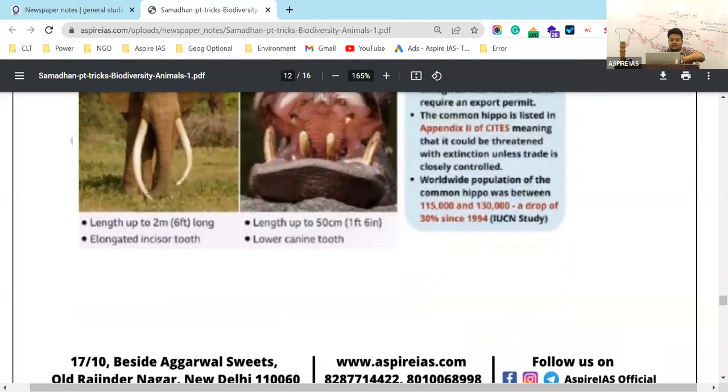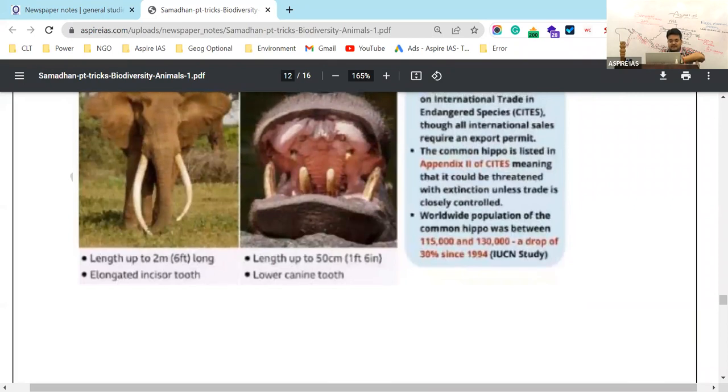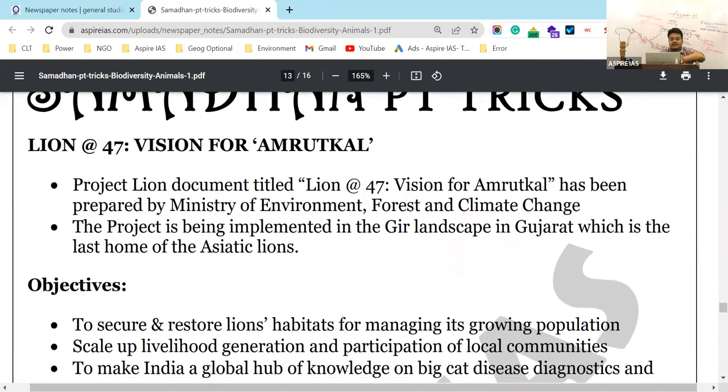Length hota hai haathi ke daant ka 2 meter, iska hota hai 50 centimeter. 1 feet, that is 6 inch, lower canine tooth. So, batao, जानवरों की चीजें उठा उठा के हम मारे जा रहे हैं.